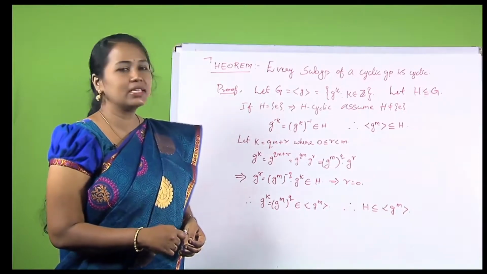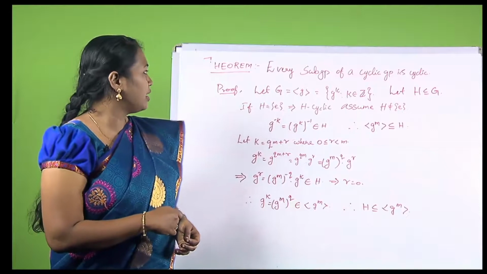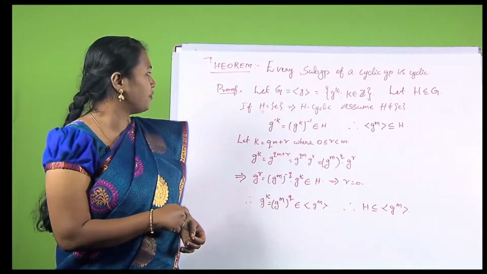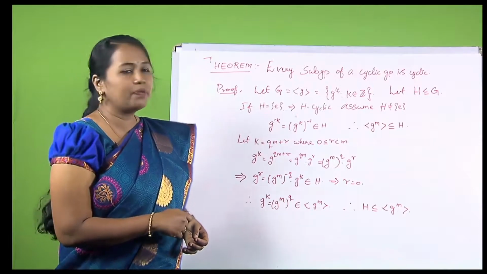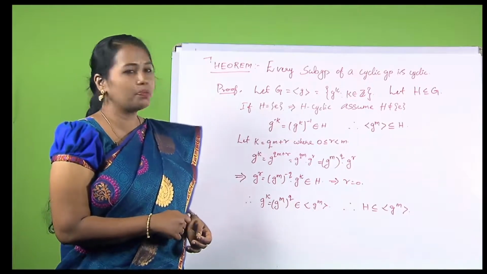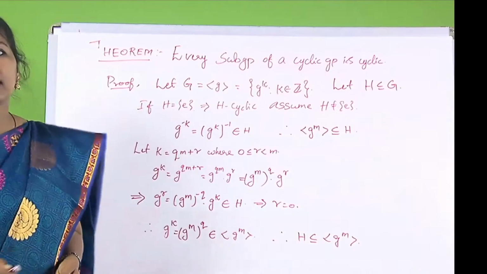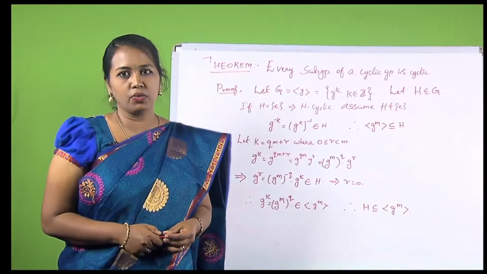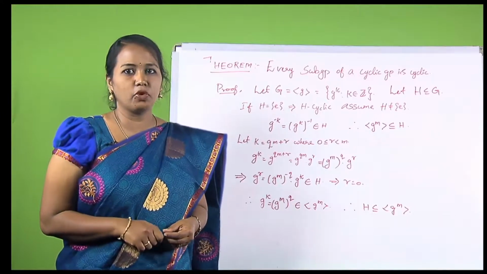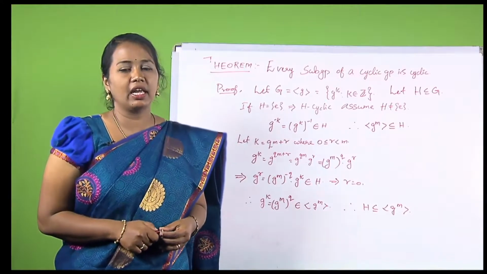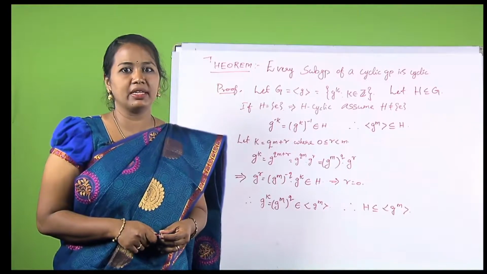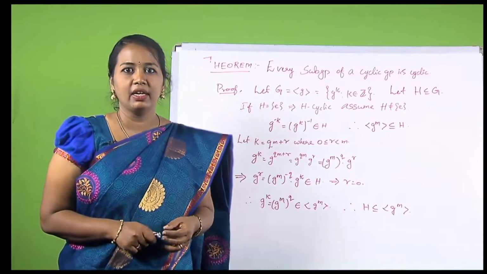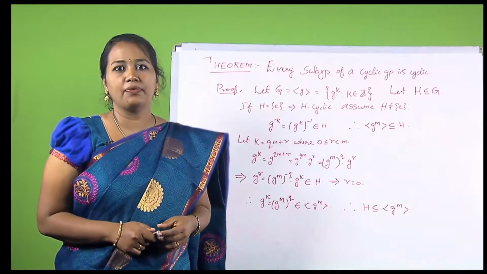Now let H be a subgroup of G. Then if H is equal to the identity element e, so if H is a trivial group, then obviously H is cyclic. So let us assume the non-trivial case. In this case, let g^k belong to H with g^k not equal to 1. Then since H is a subgroup, g^(-k) is equal to (g^k)^(-1), and therefore closure and inverse property have been satisfied, and they belong to H.